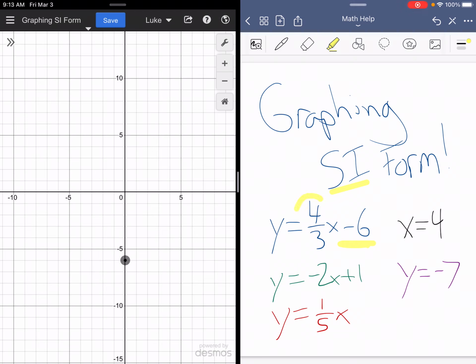After that, I look at my slope, 4/3. That is a ratio of how far I'm going to be going up and down versus how far I'm going to be going left and right. And so I'm going to be going up 4 over 3.